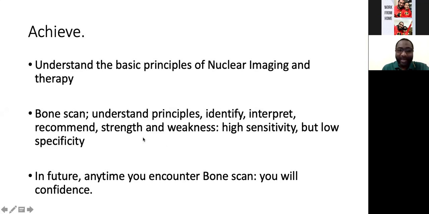I will place emphasis on the strengths and the weaknesses of bone scan, particularly sensitivity and specificity, because one of the biggest strengths of a nuclear medicine bone scan is its high sensitivity, but unfortunately it suffers from a low specificity, which I will discuss.